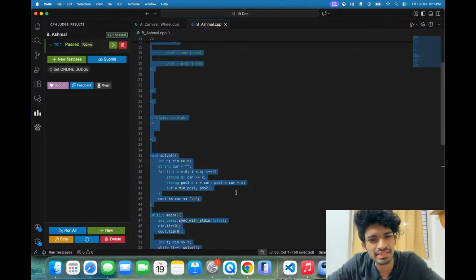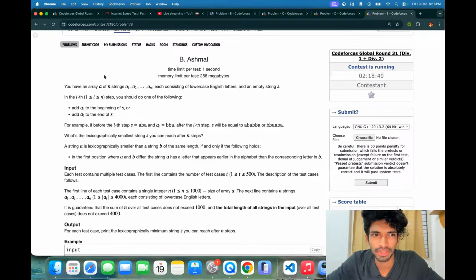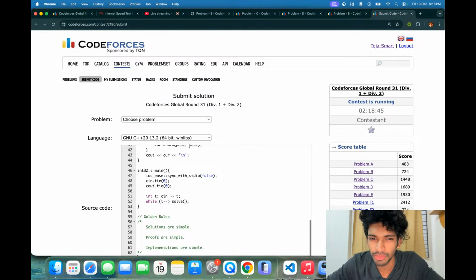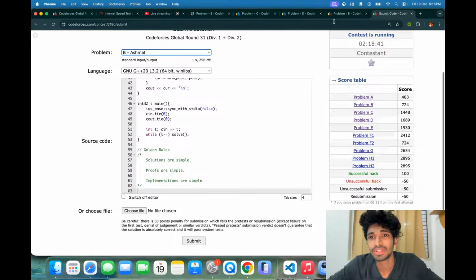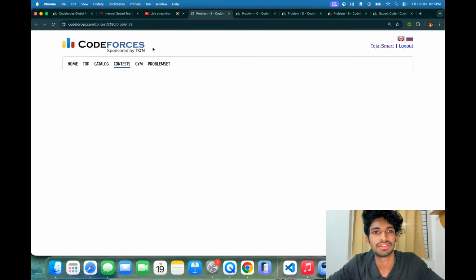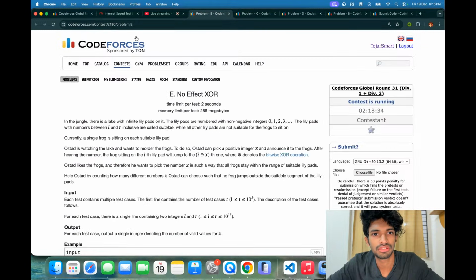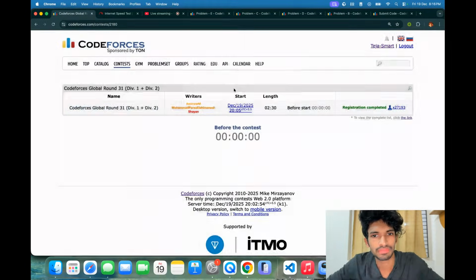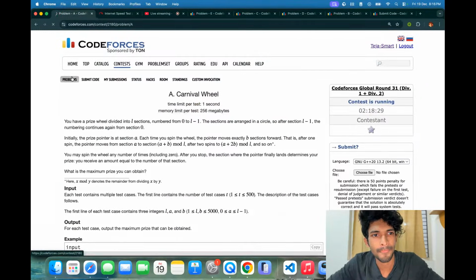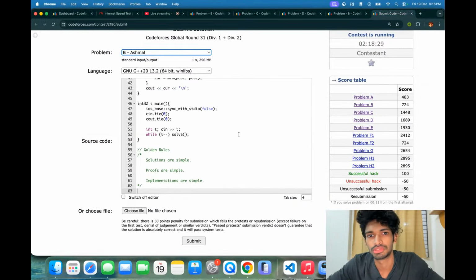Will it give time limit exceeded? I'm not sure. Will it give time limit exceeded? I don't know the difficulty of the problems. Oh, it's getting solved. So maybe just this. Okay.